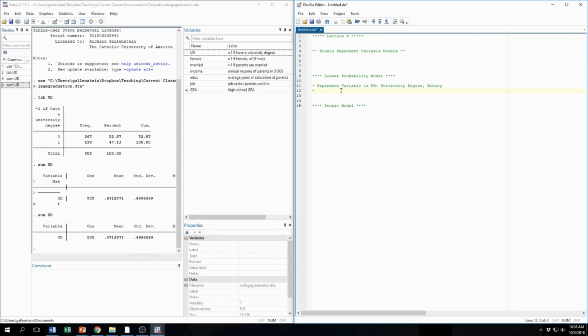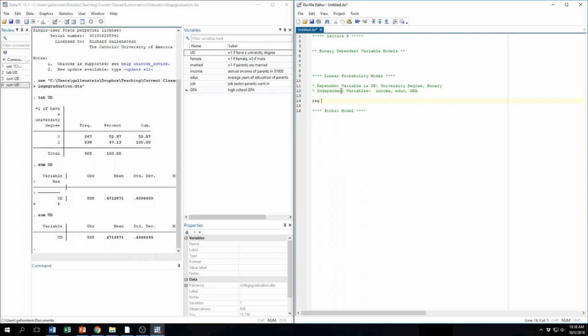So let's just think of a simple model. Let's say income is important: if parents have a high level of income, they can afford to send their students to university. The education level of the parents will be important. I think GPA will be important. And let's stick to that. We're just going to do a simple model here.